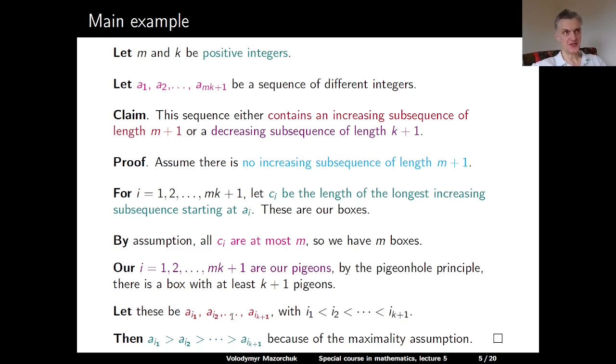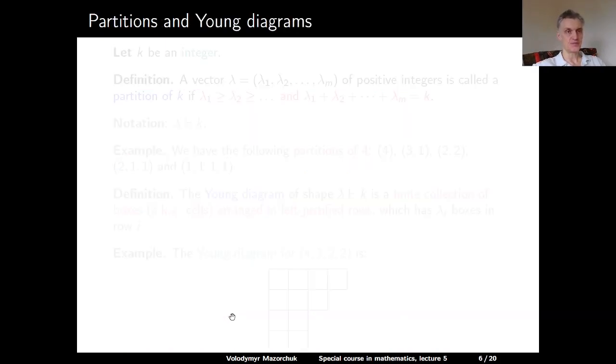And the rest of the lecture is devoted to a completely different proof of this claim, which uses a much more advanced combinatorial approach. This approach is based on what is known as the Robinson-Schensted correspondence, or Schensted's insertion algorithm. And in order to define it, we first need to talk about partitions and Young diagrams.